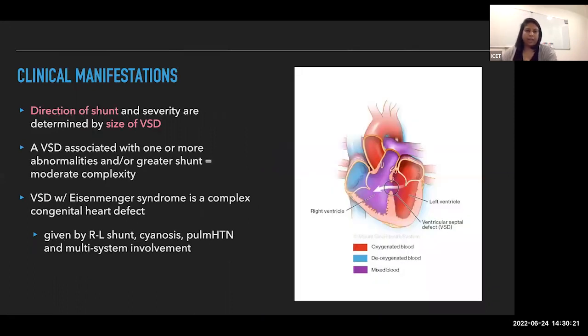In terms of how these people present, it really depends on the direction of the shunt and the severity, which is again determined by the size of the defect. A VSD, and generally a VSD is associated with more than one abnormality, is considered moderate complexity. Anyone with a VSD and Eisenmenger syndrome, so that's the complex given by a right to left shunt, cyanosis and pulmonary hypertension, is definitely a complex congenital heart defect. So I think I would be calling for help in these kinds of people.